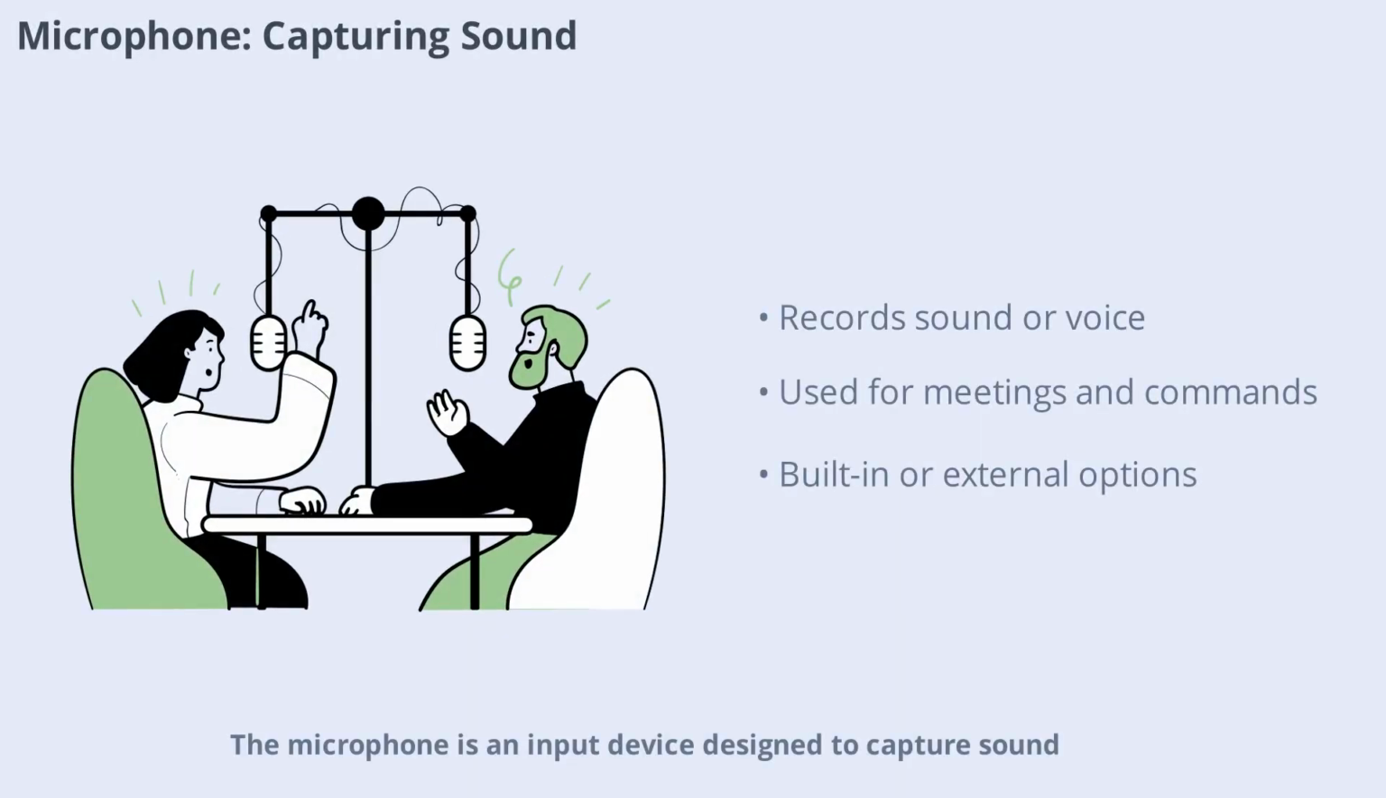photos. Microphone is an input device designed to capture sound. It allows you to record your voice, participate in online meetings, or give voice commands to your computer. Microphones are built into many laptops and smartphones, but you can also use external microphones for better sound quality.